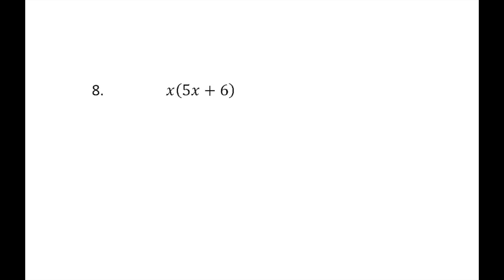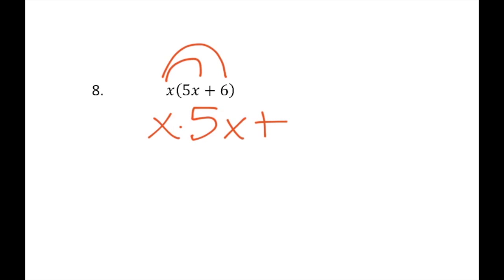X times the quantity 5x plus 6. I'm going to start with x times 5x. Then I'm going to bring down my plus sign and write the x times 6. Now it's just a matter of simplifying.